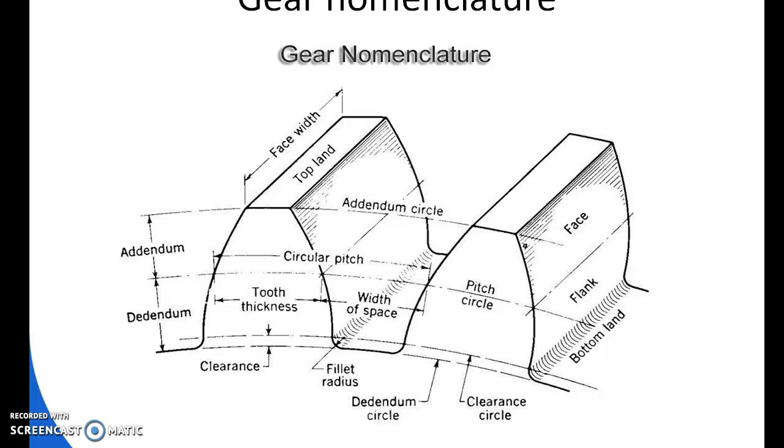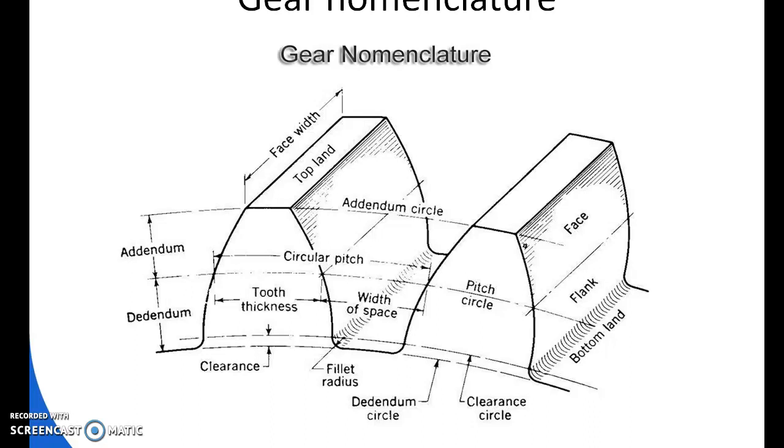Then circular thickness or thickness of the tooth. The length of arc between the sides of a gear tooth measured on the pitch circle is known as circular tooth thickness or thickness of tooth. Then tooth space, or here we can see the width of space. It is the width of the recess between two adjacent teeth measured along the pitch circle. Then backlash. It is the difference between the tooth space and the tooth thickness.